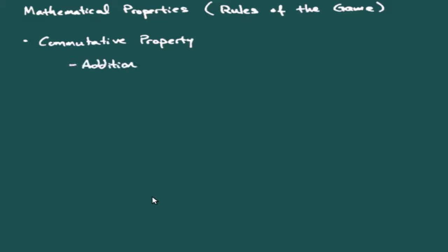Now we've got a commutative property for addition, which basically says that a plus b is going to be b plus a. Kind of in words, that's really saying that it doesn't really matter what order we do addition in. We can do 2 plus 3. That's the same thing as if we did 3 plus 2.